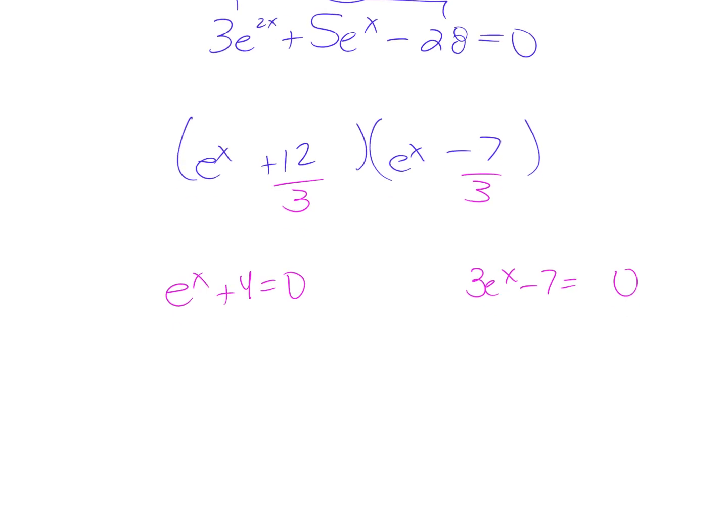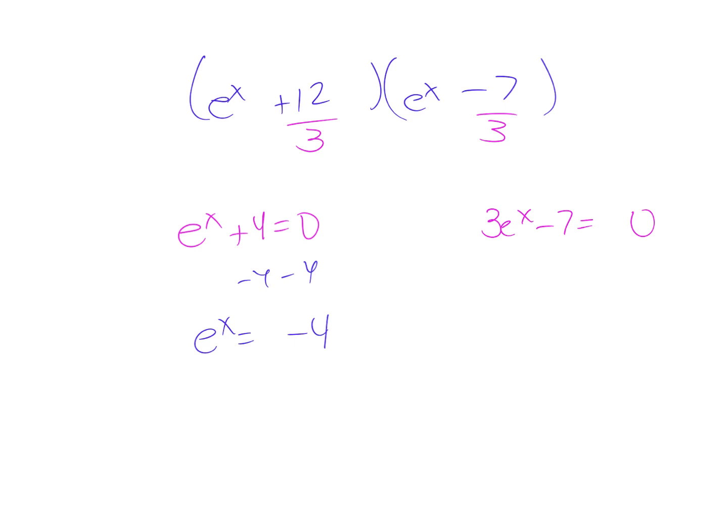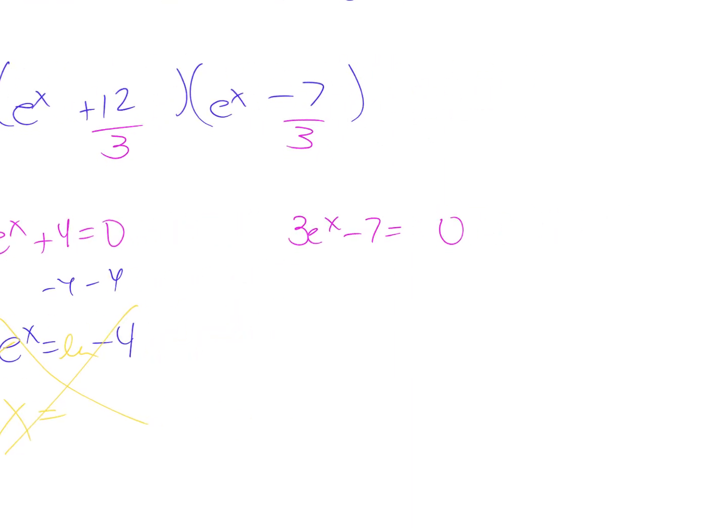So on the left, when I subtract 4 from both sides, I get e to the x equals negative 4. What do you guys know about that? Okay, don't worry about it. What's the opposite of e to the x? ln, okay? Take the ln of both sides. What's the ln of negative 4? Doesn't work. No solution. Cross it off. So over here, I'm going to add 7 and divide by 3. So I get e to the x equals 7 over 3.